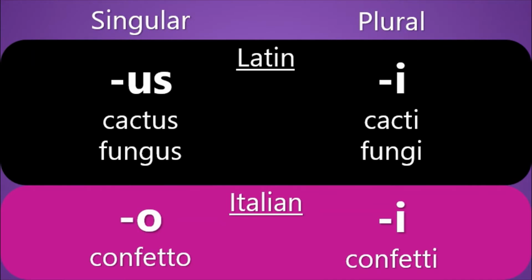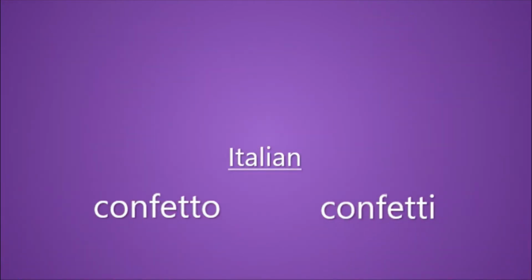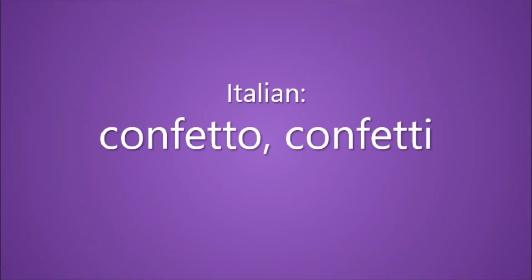The Italian pattern actually developed from the Latin pattern. The Latin language is the ancestor of the Italian language. The plurals in both patterns look the same, and as Latin evolved into Italian, the singular lost its final consonant, while vowel changes caused the U to change into an O. So far, we've learnt that confetti, singular confetto, is originally an Italian word.